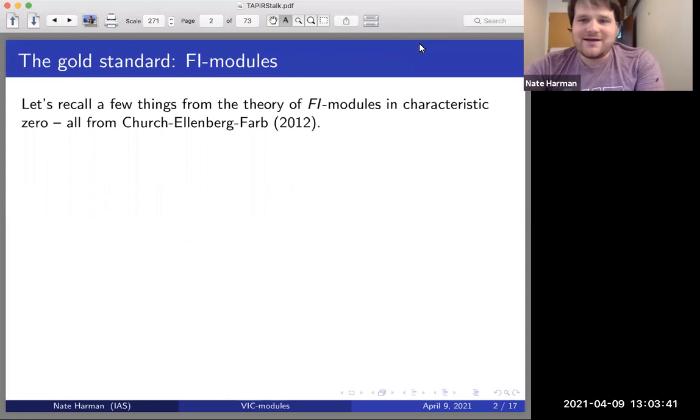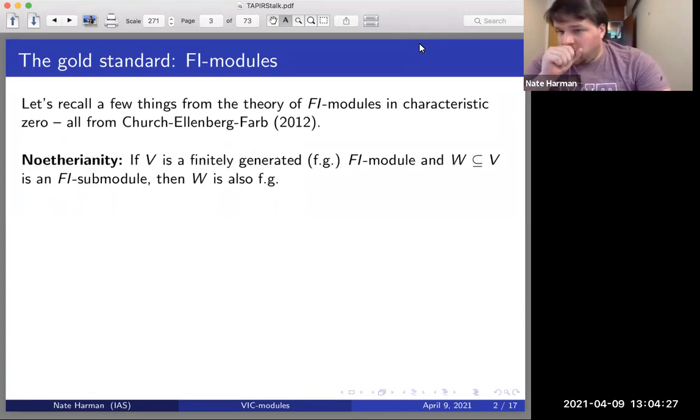All right, so before I start talking about VIC-Modules, let me just remind everyone about FI-Modules. The point is, I want to treat the theory of FI-Modules as the gold standard for results in representation stability. In particular, I'm going to focus on three main results from Church–Ellenberg–Farb about structural results about FI-Modules that to me represent some of the main aspects of the theory.